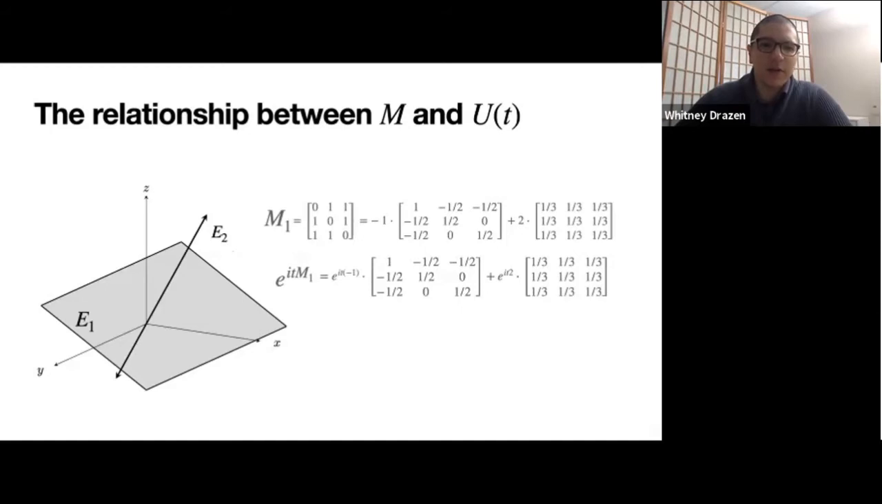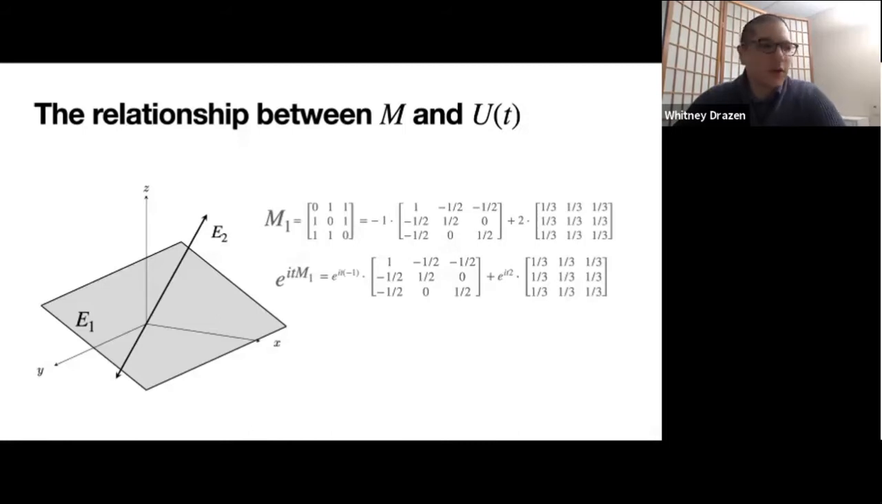So our first eigenvalue is -1 in M1, so that eigenvalue in e to the it M1 is e to the it times -1. And the second eigenvalue is 2, so that eigenvalue turns into e to the it times 2.